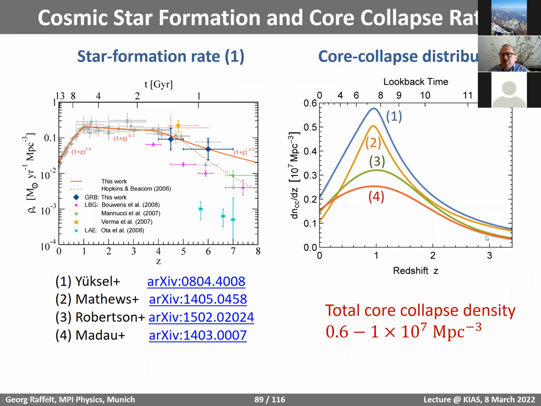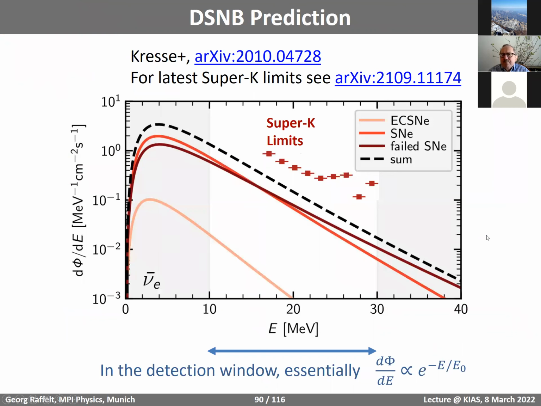So let me now return to the neutrinos. One can predict the cosmic background neutrinos from all these supernovae in the universe, called the DSNB or diffuse supernova neutrino background. And so the predictions depend on the cosmic star formation rate, some detail of supernova models, and one prediction is this one here as a function of energy. And the current limits from Super-Kamiokande are not very far away from this. And so the detection of the DSNB is, one could say, just around the corner.